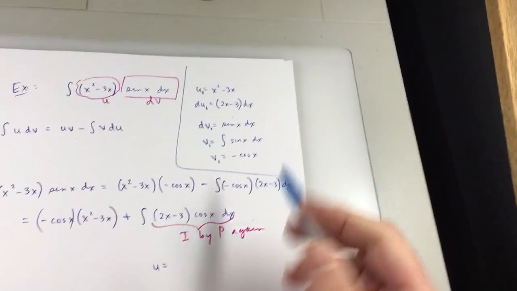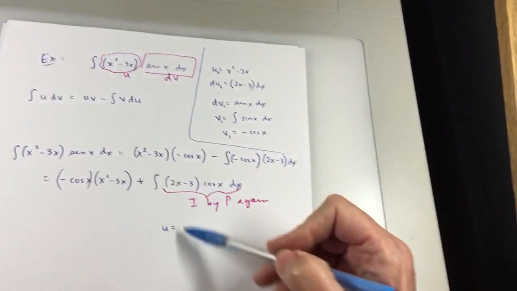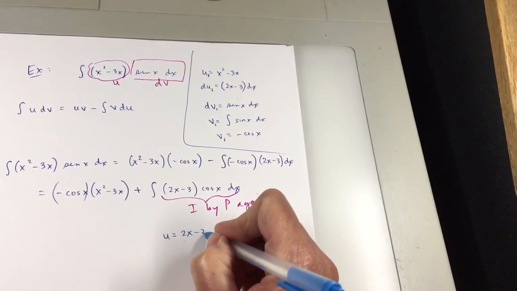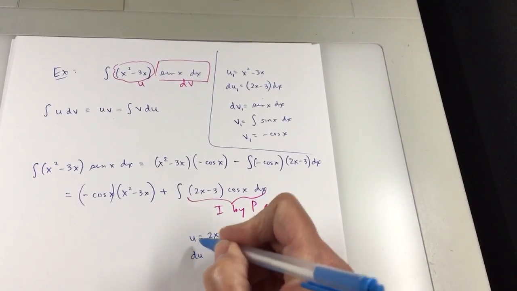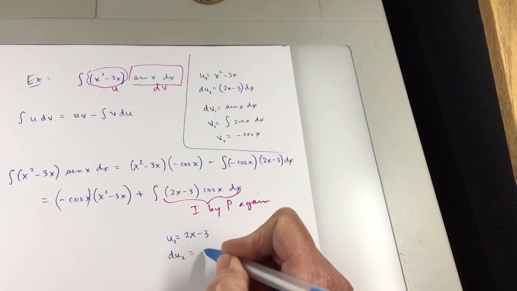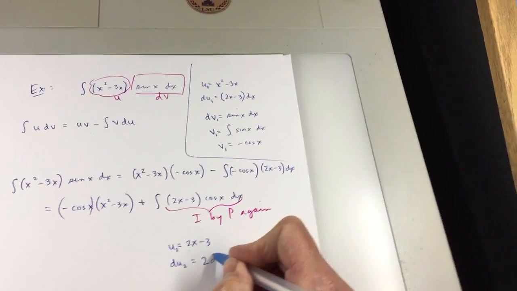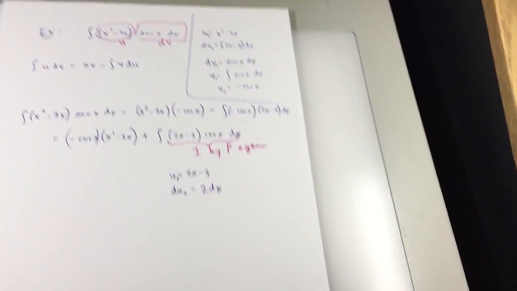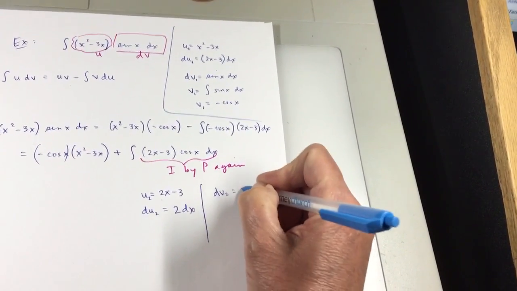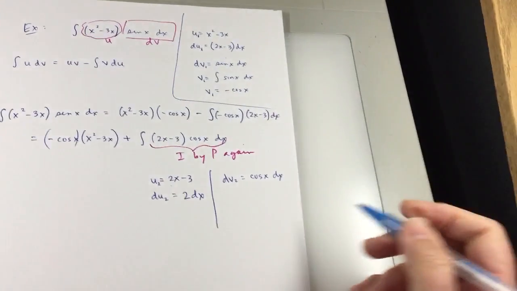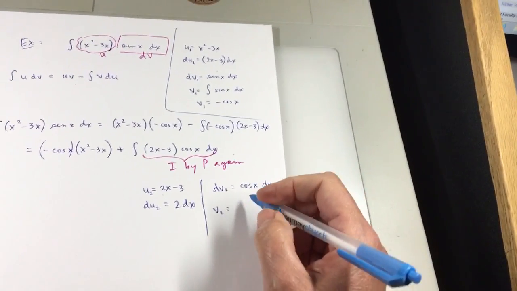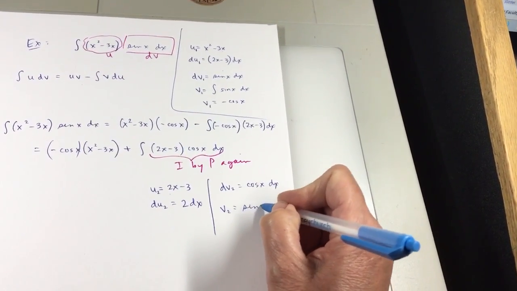This time, u will be, well, you know what? If I kept u up here as the polynomial, keep it as the polynomial here. u will be 2x minus 3. And what's du? Oh, that's u number 2, right? du number 2, what's that going to be? 2 dx. And then dv number 2 is cosine x dx. So what is v number 2? The integral of cosine x, which is sine x.